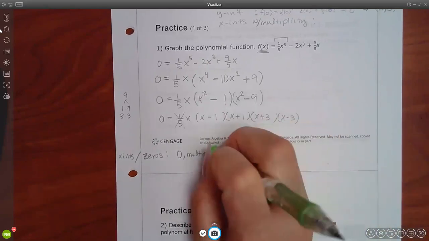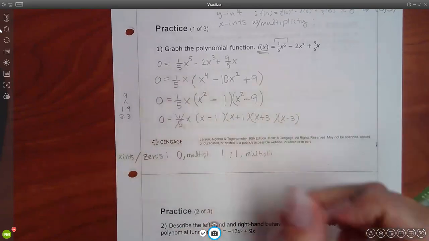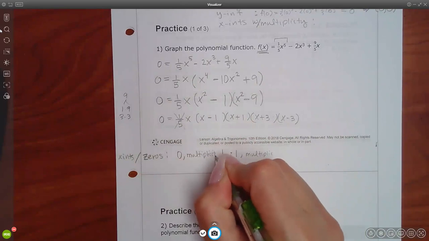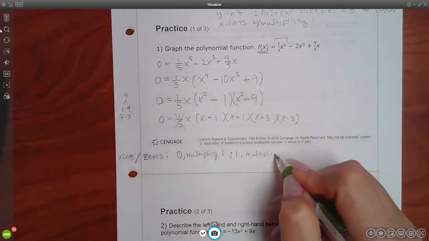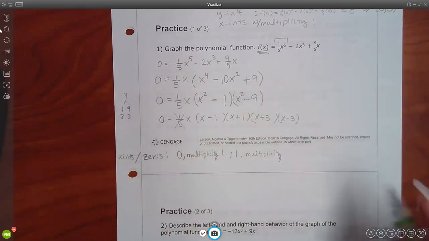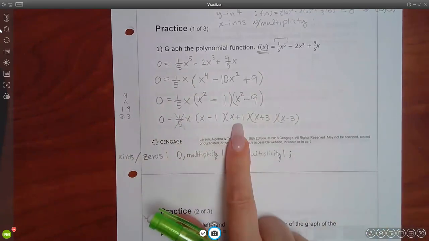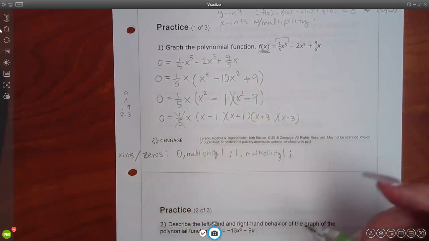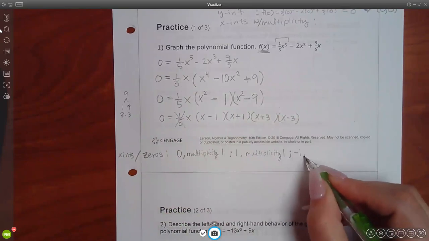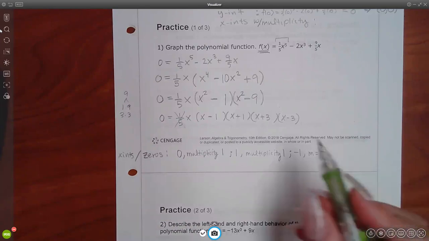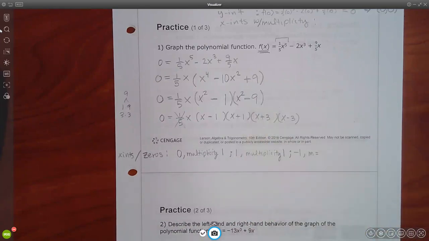What is the multiplicity for that positive 1? I didn't spell this one right the first time. I'm just going to put multiplicity. You can't fit it in there. Sometimes I just write M. What is this multiplicity? 1. What about the next factor? What x-intercept do I get? Negative 1, and I'm going to put M equal to what? What is the exponent there? It's a little 1 up here.